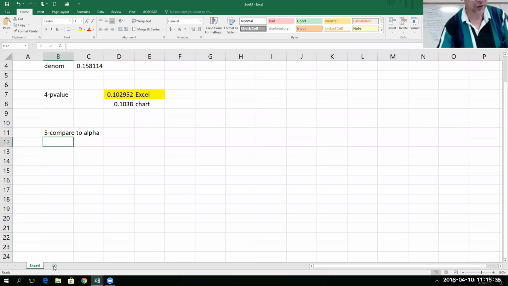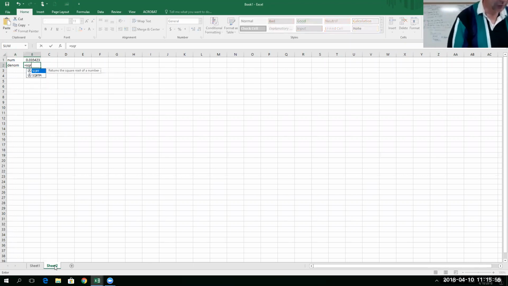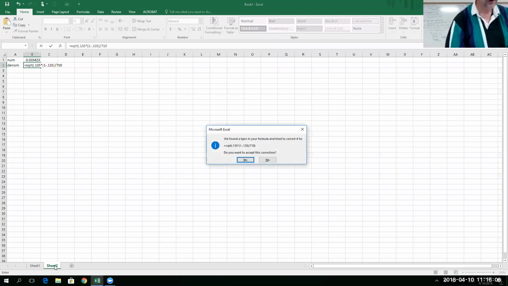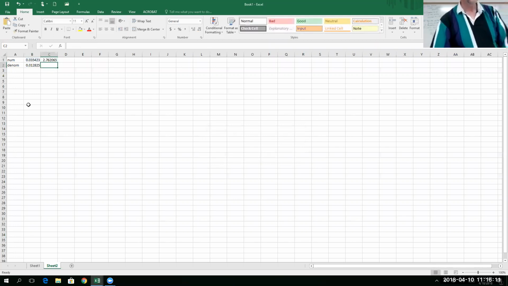We're going to punch that through really quick. Here, we'll pull up a new sheet. Your numerator is 121 divided by 710 minus 0.135. Your denominator equals the square root of 0.135 times 1 minus 0.135 divided by 710. We're going to take this divided by that. That gives me 2.76. What's the next step?